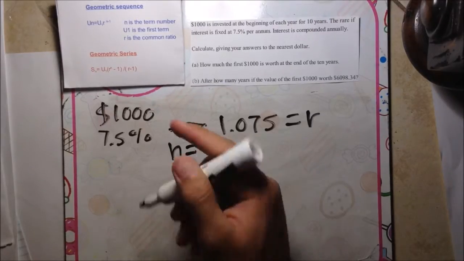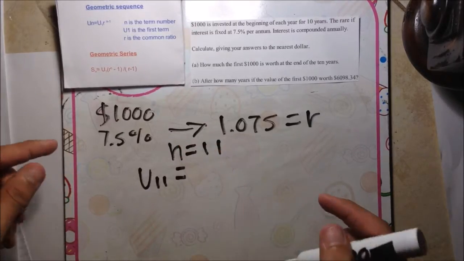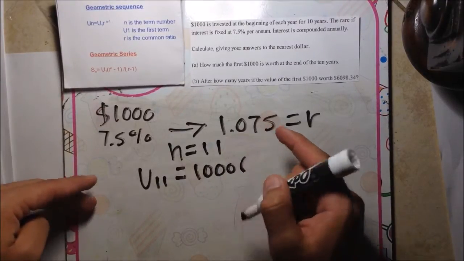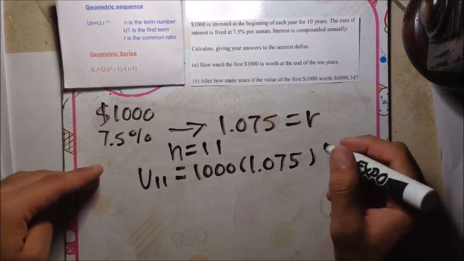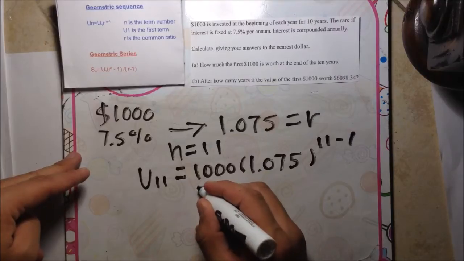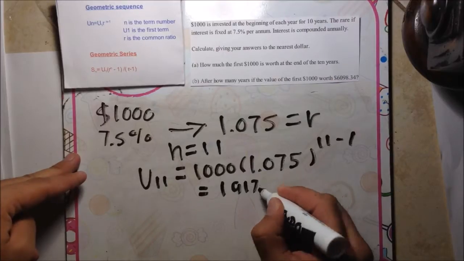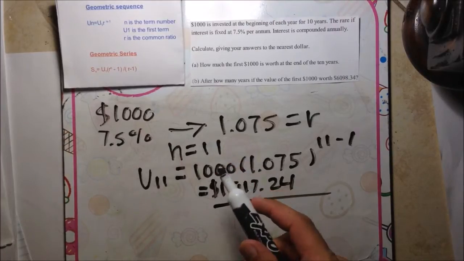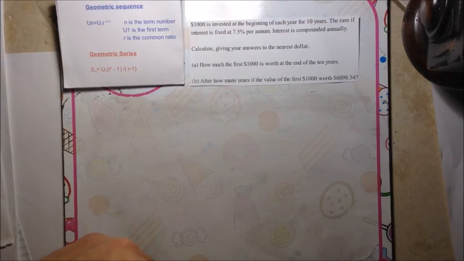So now plugging everything back into our formula, un, which is u11, equals u1, which is the initial investment, in this case 1,000, times our r, our ratio, which is 1.075, our increase from year to year, to the power of n minus 1, 11 minus 1. Now just solving this should give you an answer of $1,117.24. So that is how much the initial investment of $1,000 will be worth after 11 years, or at the end of 10 years.